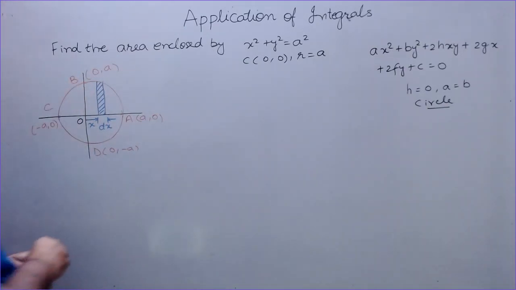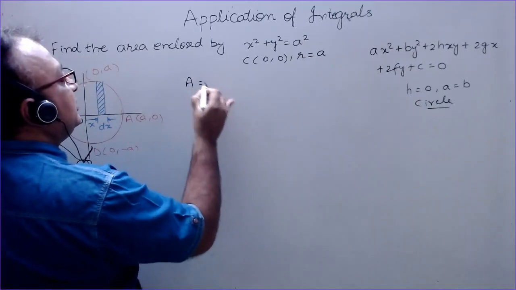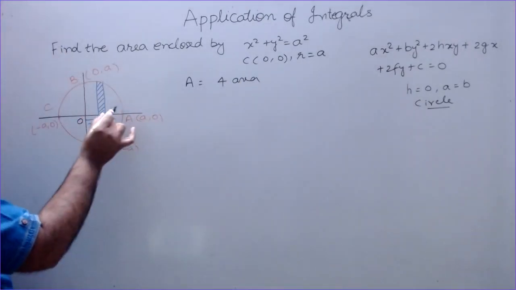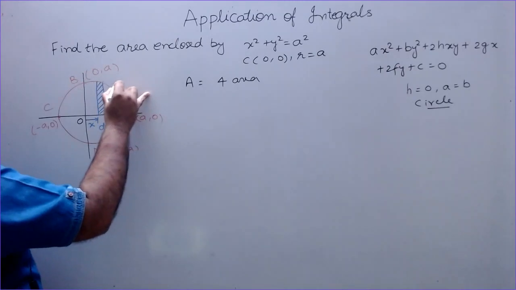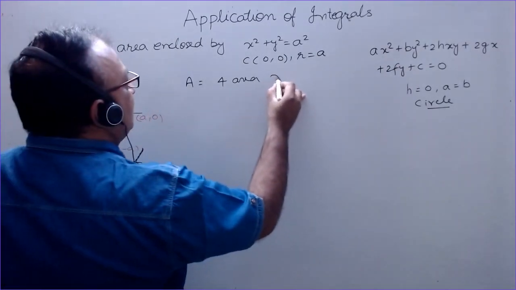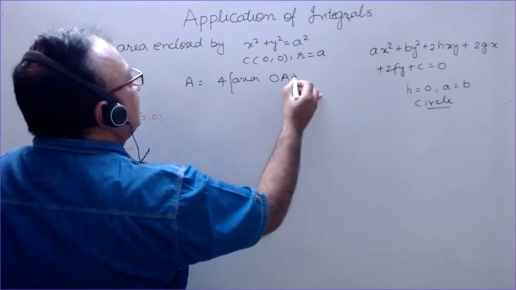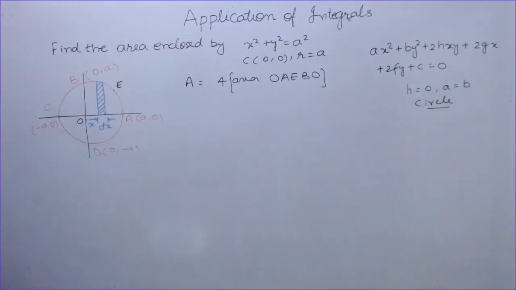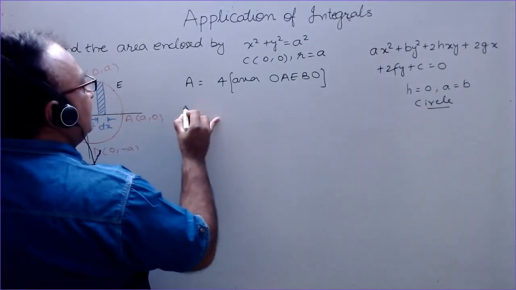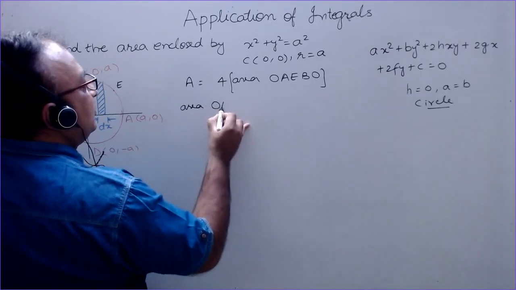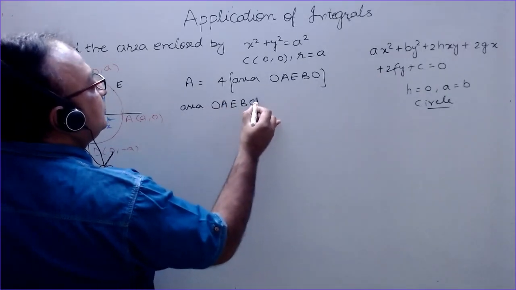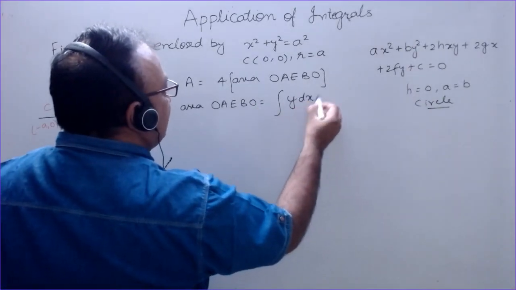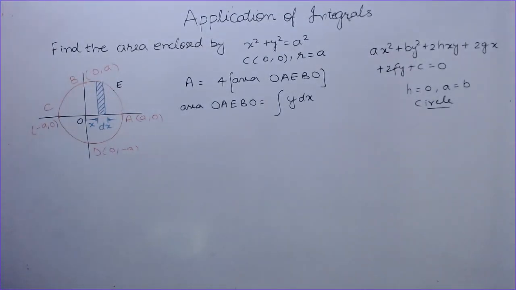So the area enclosed is 4 times the area OAEBO, let this point be E, because this is a closed area. Now we have to find the area OAEBO. This is equal to the integral of y dx. Y is a function of x. What is y equal to?